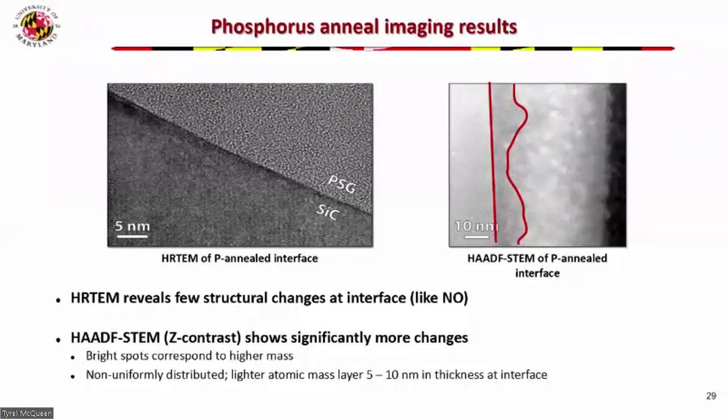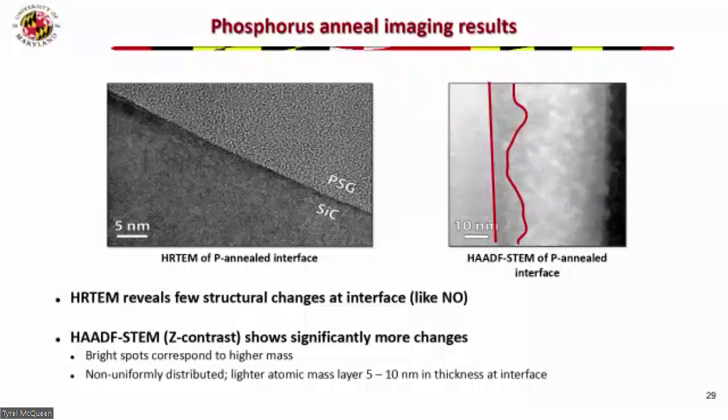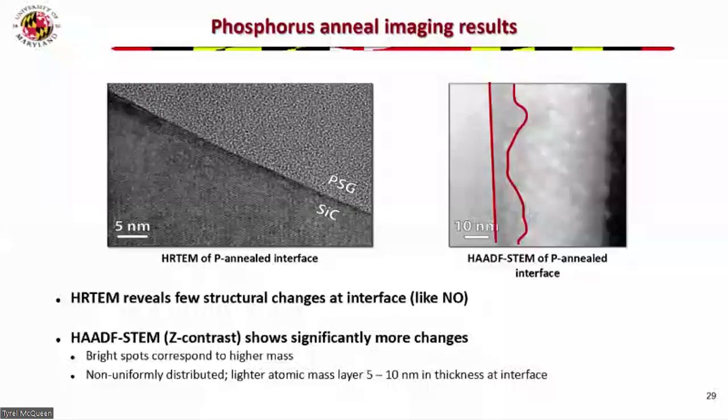So this is a high resolution TEM image of the sample with the phosphorus. The phosphorus anneal creates some phosphorus silicate glass layer, but we cannot really see much detail here, right? Except it looks pretty nice.